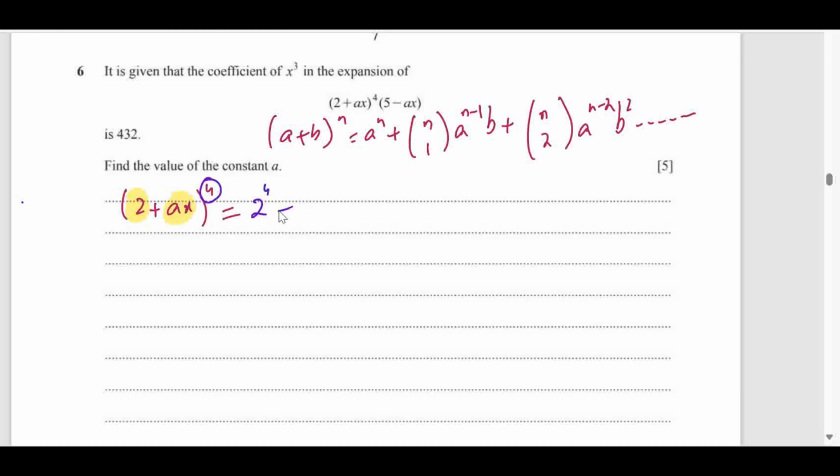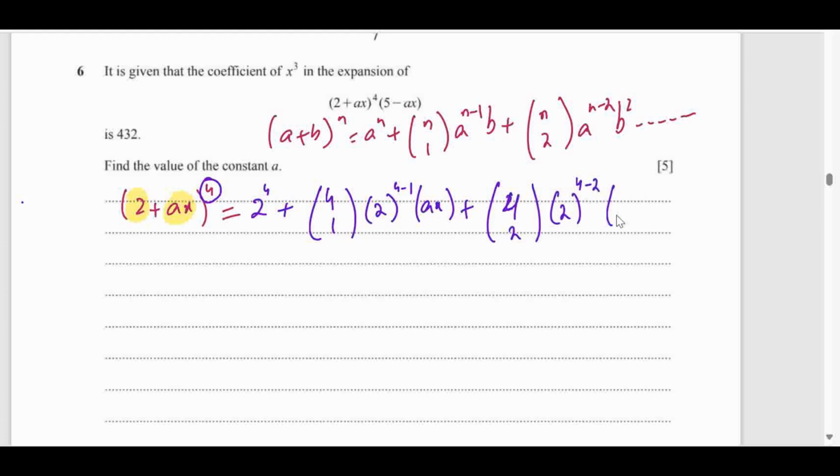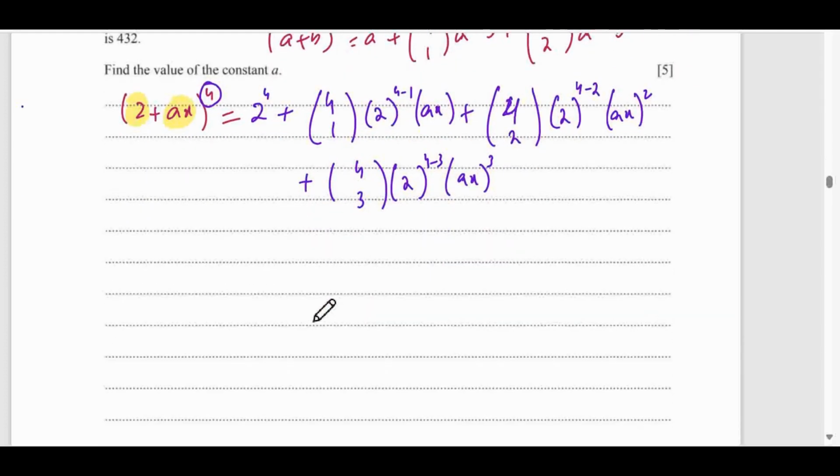Now n is 4. So 2 power 4 plus 4C1, 2 power 4 minus 1, ax, plus 4C2, 2 power 4 minus 2, ax whole square, and plus 4C3, 2 power 4 minus 3, ax whole cube. Now we can simplify it further.